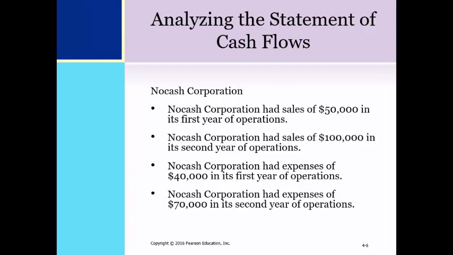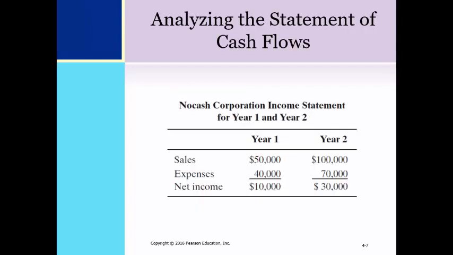In the example discussed in your text, the author uses a fictitious company called No Cash Corporation to illustrate hidden problems with profitable companies. No Cash Corporation showed sales increasing from $50,000 to $100,000 and cost of goods sold increasing from $40,000 to $70,000. No Cash Corporation tripled its net income from year 1 to year 2, from $10,000 to $30,000.